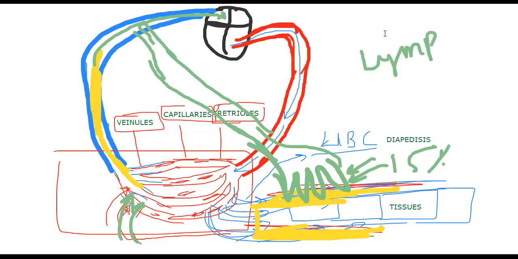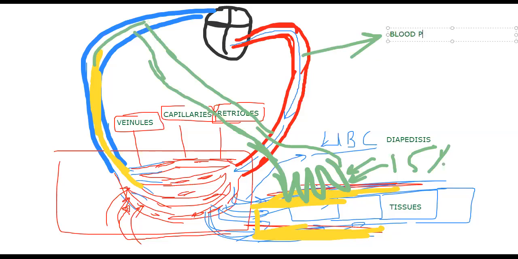Okay. We have so many names. First of all, let me show you those names. Whenever the fluid is present here, what do you call that fluid? Except RBC, that fluid is called blood plasma, isn't it? So whenever the fluid comes into the tissues, we have some more names. We say it as tissue fluid, or interstitial fluid, or extracellular fluid. As I said to you, the fluid present between the cells is called tissue fluid, or interstitial fluid, or extracellular fluid.